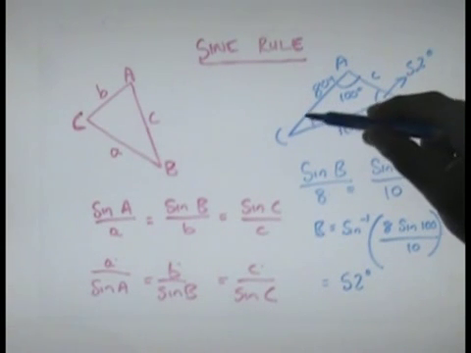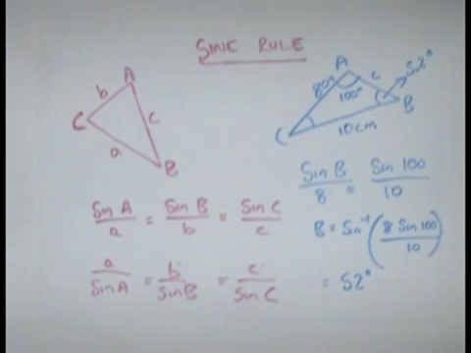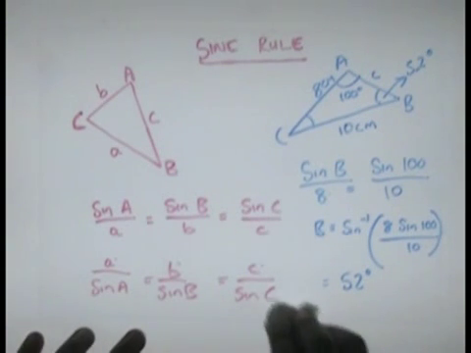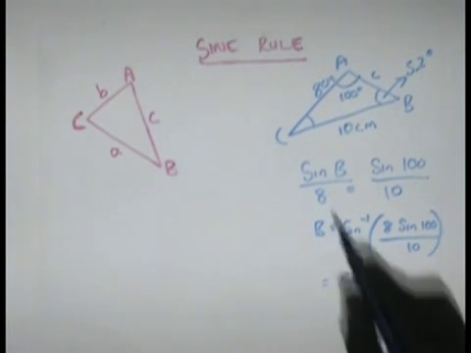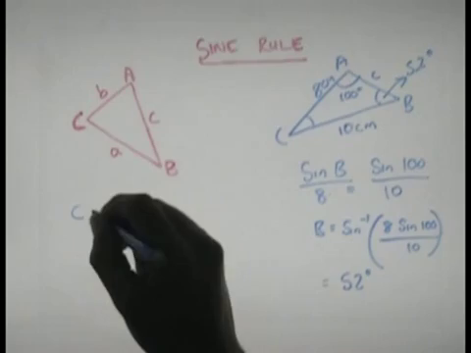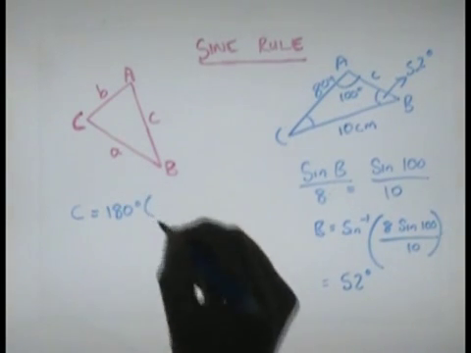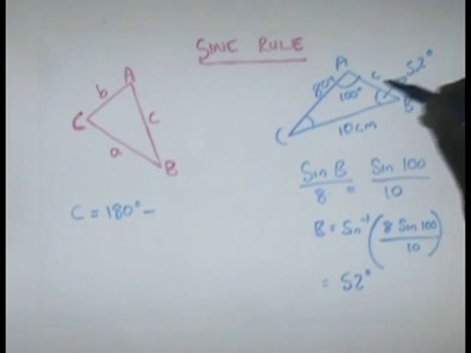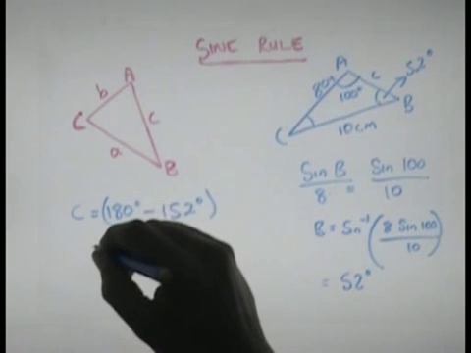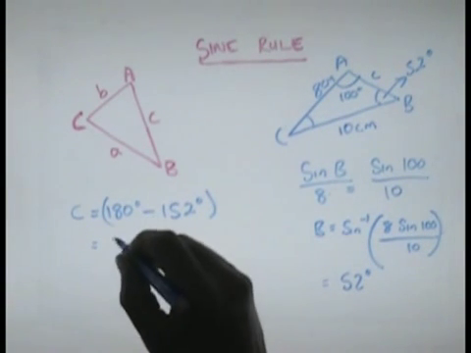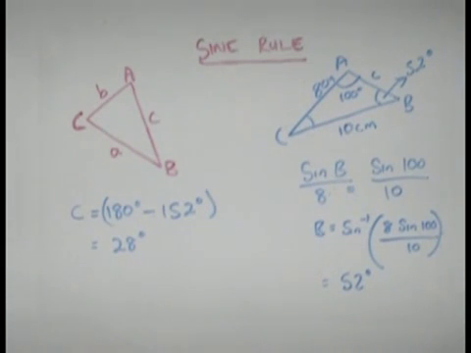Now I don't have to use the sine rule. In fact, I can't use the sine rule to calculate angle C. I can, however, use the theory of interior angles of a triangle. Now remember that the interior angles of a triangle all add up to 180 degrees. That means that C plus B plus A is equal to 180. That means that C is equal to 180 degrees minus A plus B, so it's minus 152 degrees. That means that C is equal to 28 degrees.